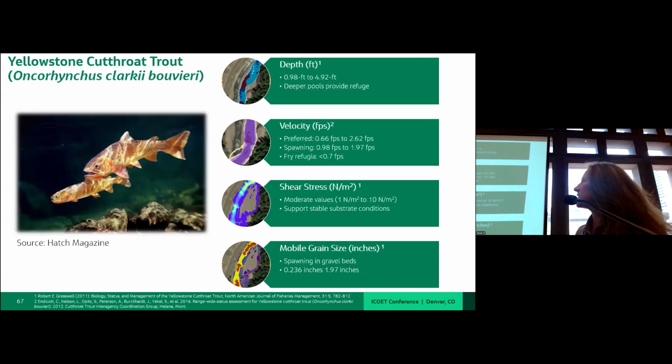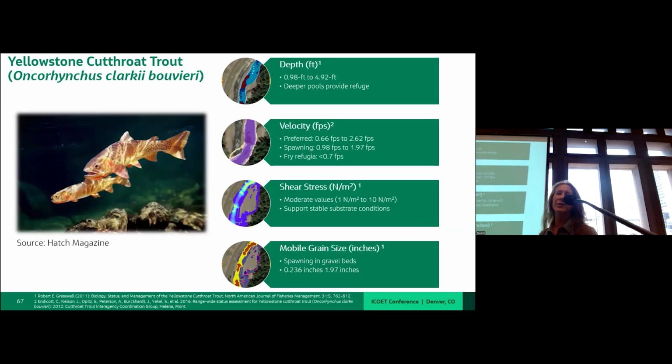But looking at our specific resident species, Yellowstone cutthroat is sort of the iconic species in Soda Butte Creek. People come from all over the world. They want to camp at Slough Creek because everybody loves to camp at Slough Creek. It's a beautiful place, and they fish for Yellowstone cutthroat trout. And this is what they prefer. This is where they want to be. These are the places they like to be: deeper waters, not too high velocity. They like to have those nice mobile gravels.